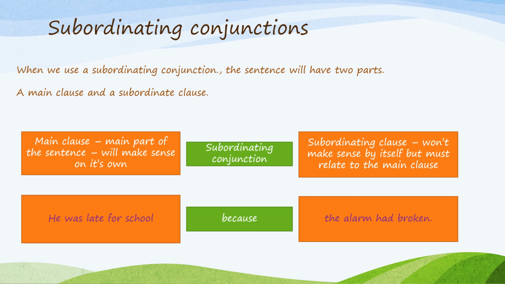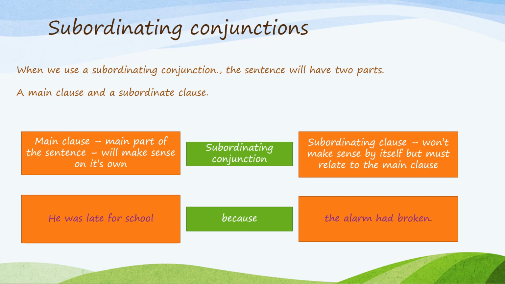So we've got he was late for school. That could be a sentence all by itself. When we use a subordinating conjunction, we want to give a bit more detail. So we might say why he was late. He was late for school because the alarm had broken, for example.